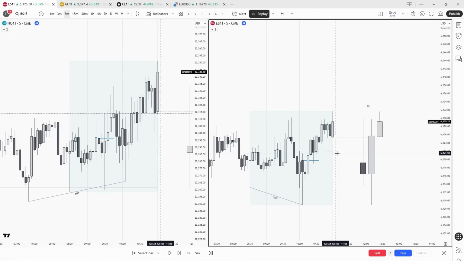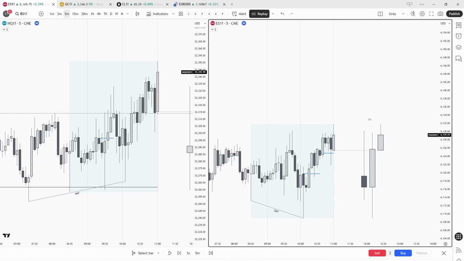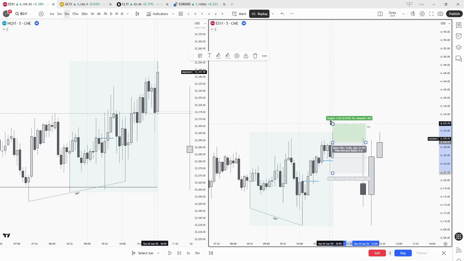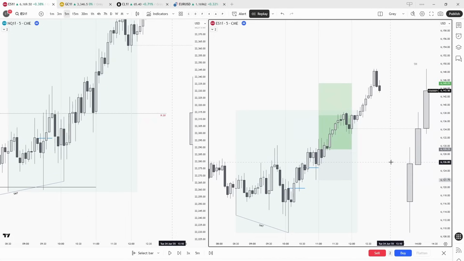Now we have a down close candle and a previous down close candle, which is a propulsion block. So I'm entering on the next candle. My stop loss is below the wick and I'm targeting 2R. And the price expanded and completed our 2R target.